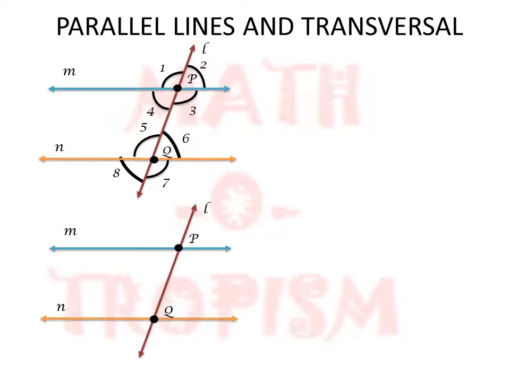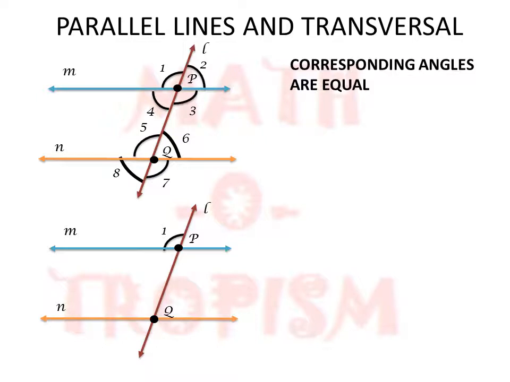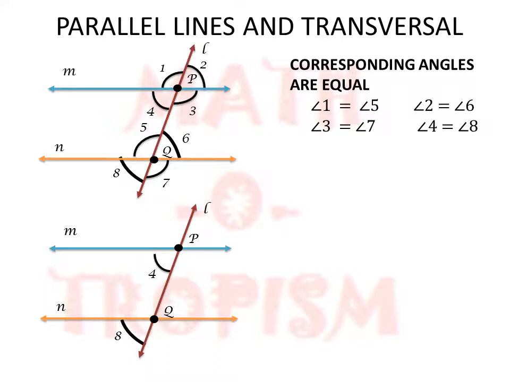So let us first identify the pairs of corresponding angles. The only thing in parallel lines is the corresponding angles are going to be equal. So when we see on the left side of the transversal and above the line M, 1, similarly above the line N is 5. So angle 1 will be equal to angle 5. Similarly, angle 2 will be equal to angle 6. Angle 3 will be equal to angle 7, and angle 4 will be equal to angle 8.